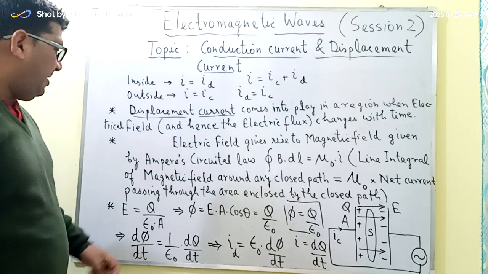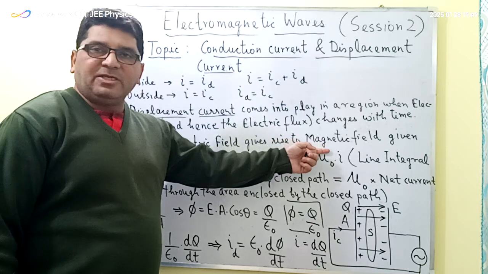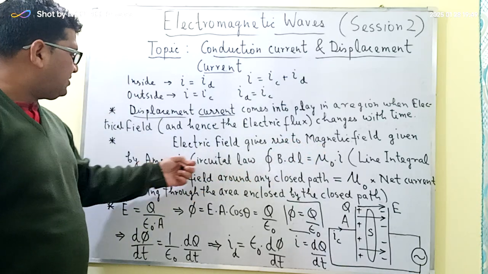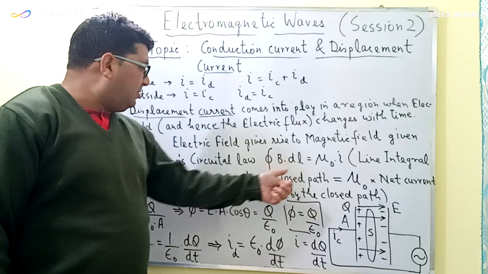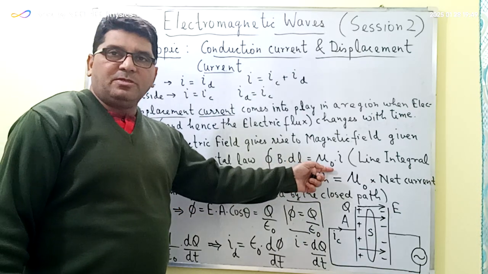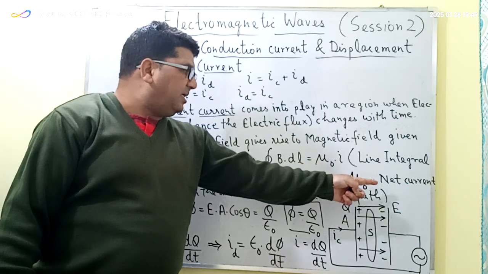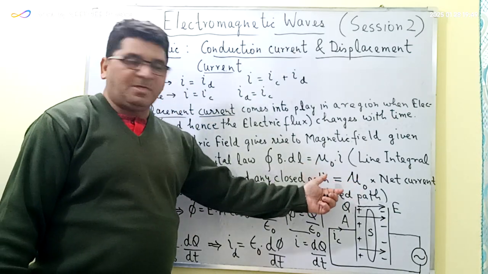Another important point is that the electric field gives rise to the magnetic field as per Ampere's circuital law, which is given by the line integral of the magnetic field around any closed path is equal to mu naught times the net current which is passing through the area enclosed by the closed path.